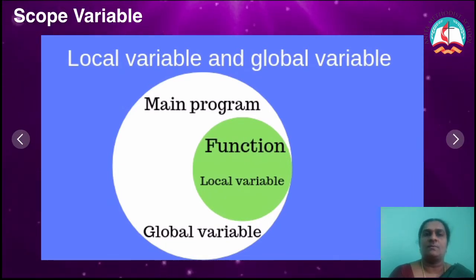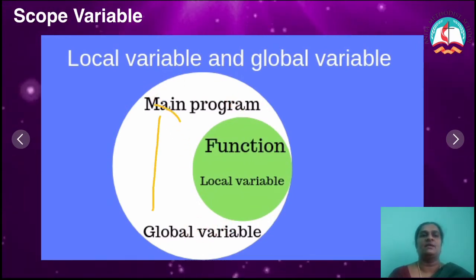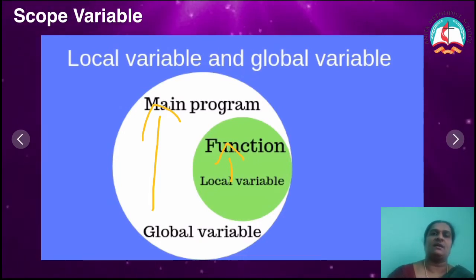So local scope, it is only within the function. The local scope variable is only within the function, and global variable is throughout the main program. See here, throughout the main program, and for local variable it's only inside the function. Let's see an example to get a clear idea.